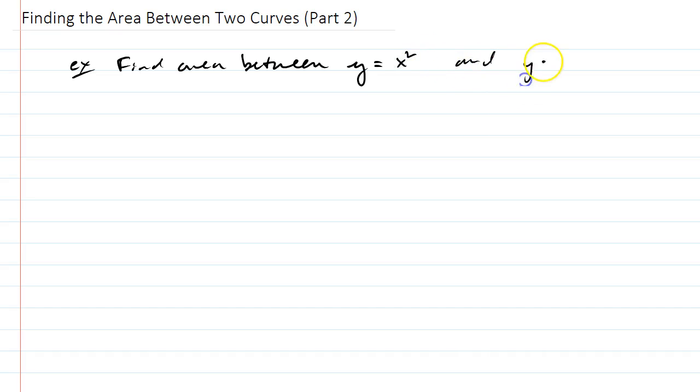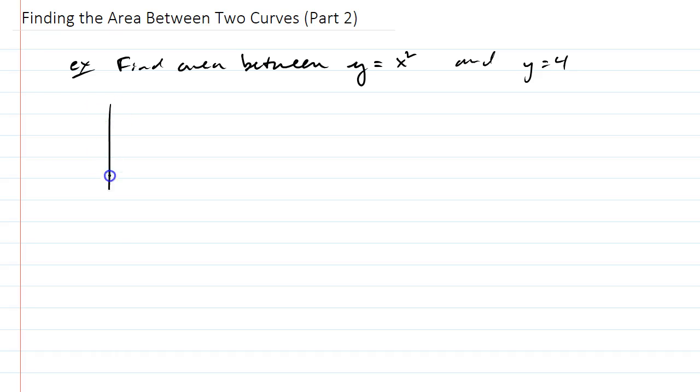So it's going to get just a little bit more complicated because sometimes they'll say find the area between two curves, and they won't specify basically when to start and stop your integral. So, for example, let's say we want to find the area between y equals x squared and y equals 4.